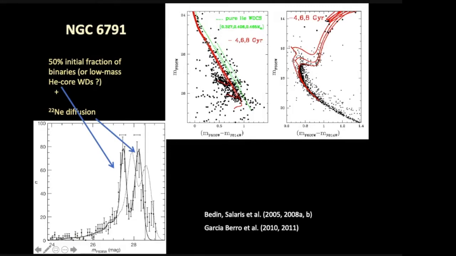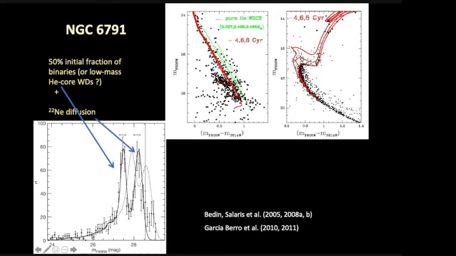If you overlay isochrones, where is the turnoff? This is the 8 giga years isochrone that matches the turnoff. This is the 8 giga year isochrone for the white dwarfs. And there are two terminations of the white dwarf sequence here. They correspond to 6 and 4 giga years. They would lie here on the turnoff. So clearly, there's something very odd here.